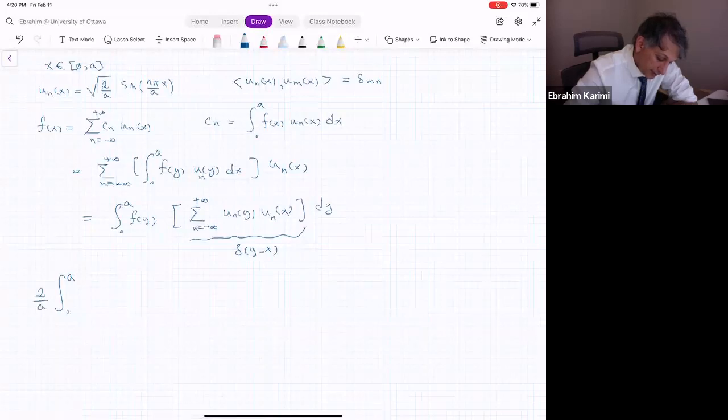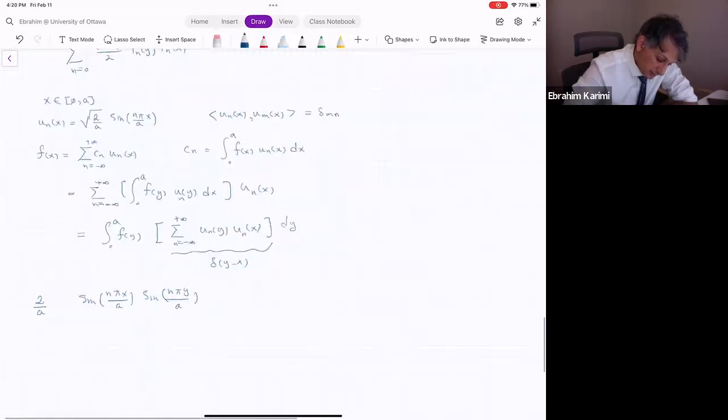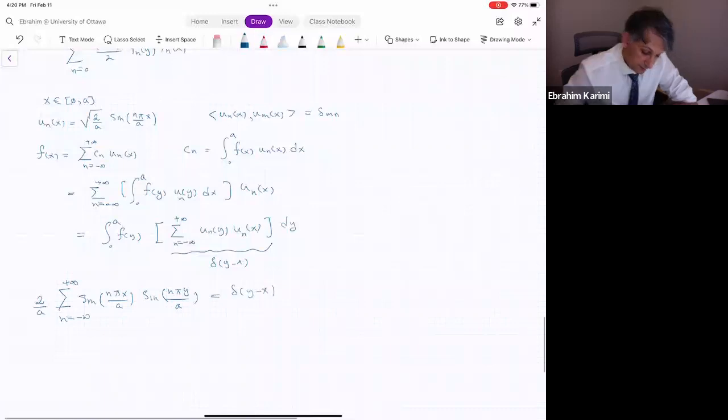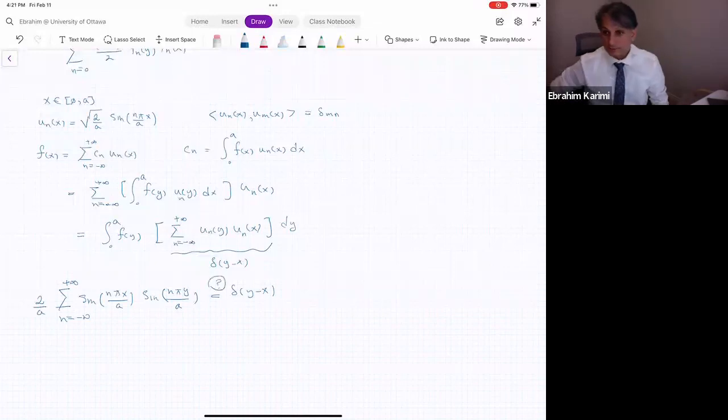2 divided by a of sine of n pi x divided by a, sine of n pi y divided by a, that should be the summation over n from minus infinity to plus infinity, equal to delta of y minus x. Okay. I will put a question mark as well here.